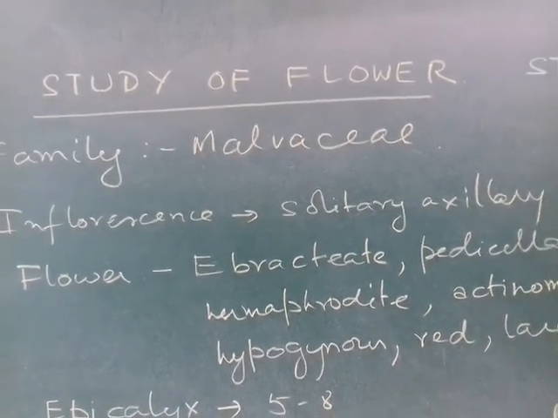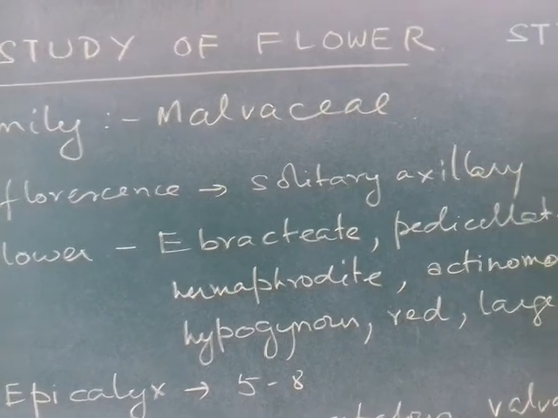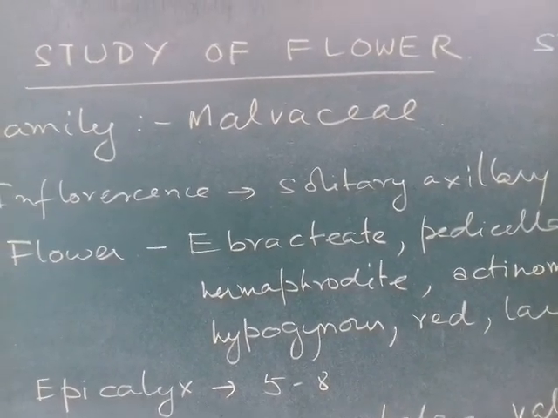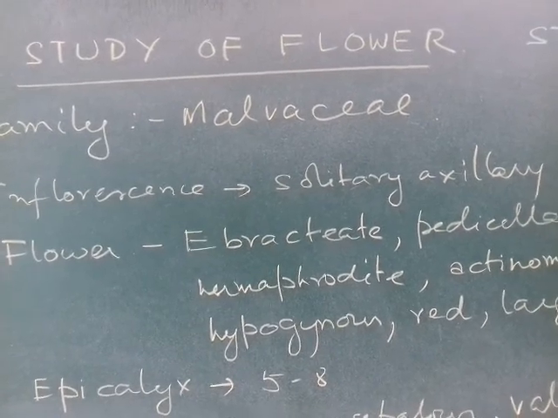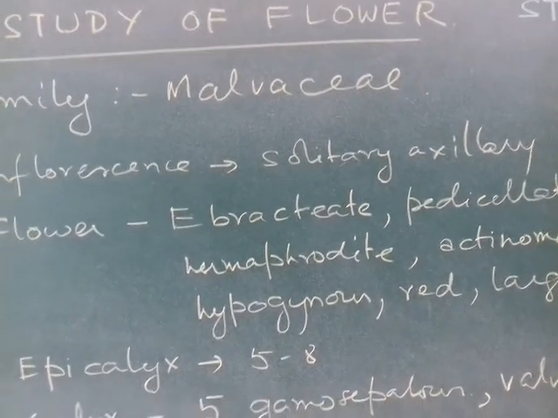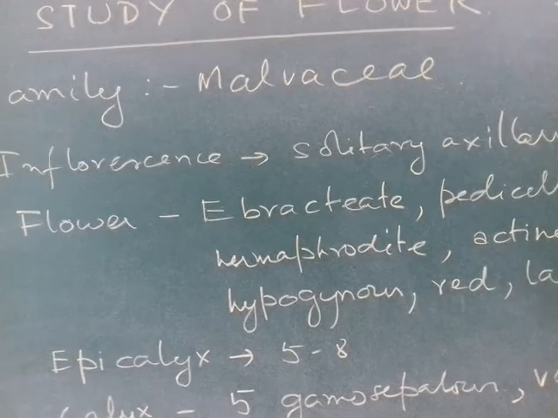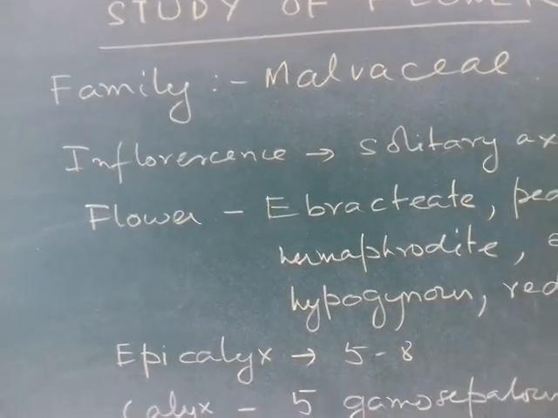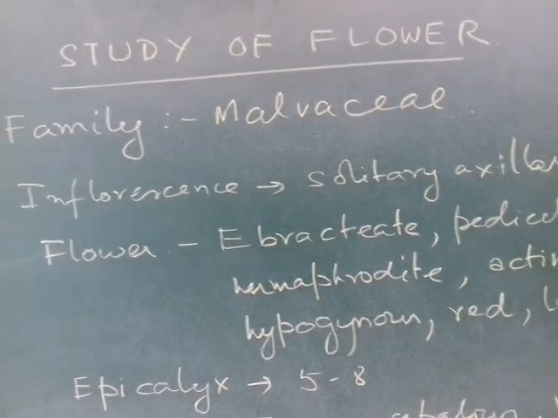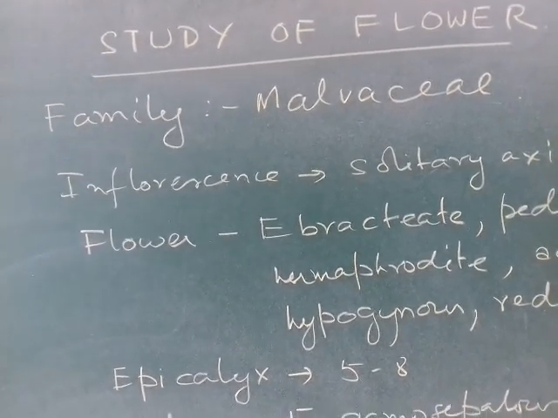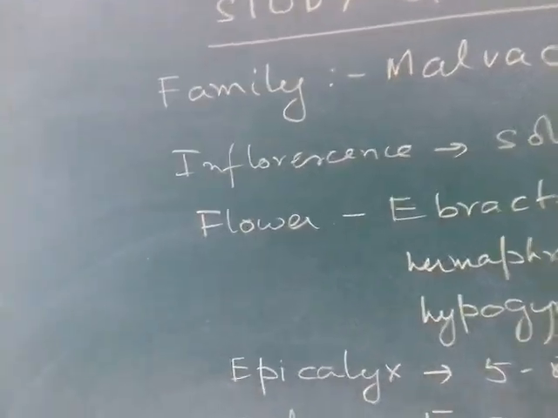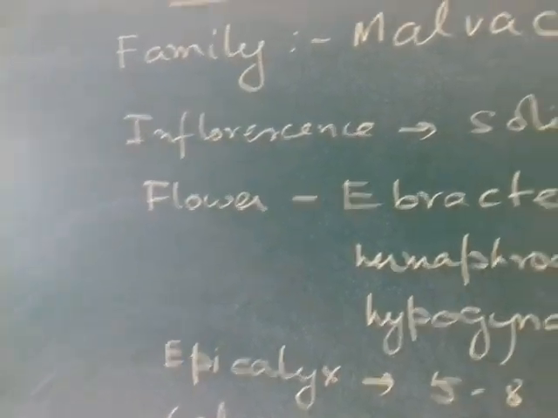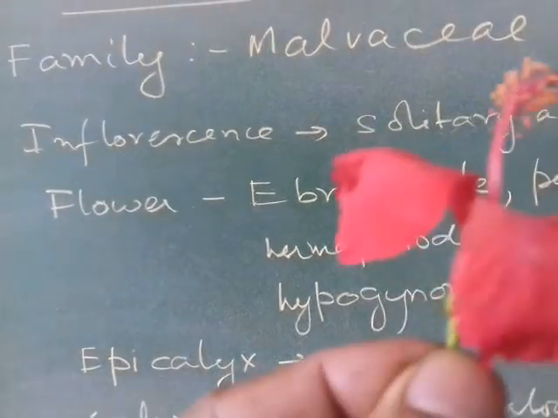You know that the typical flower under Malvaceae is, for example, Hibiscus rosa-sinensis, and there are many other flowers like the cotton flower which also come under this. But the most easily available flower which we are going to study is Hibiscus rosa-sinensis. You know that this flower occurs as an inflorescence. You can see the flower, I am showing you the flower here.